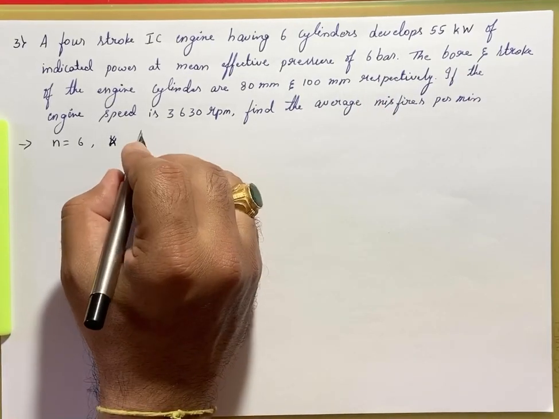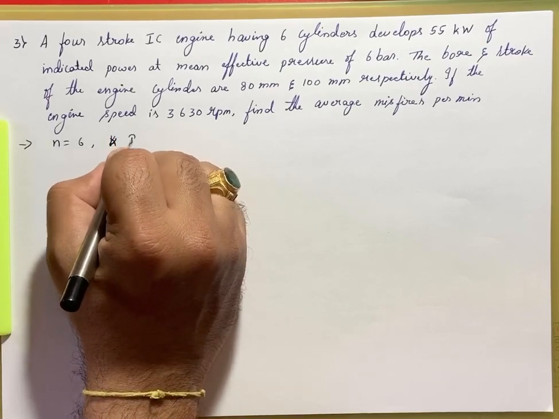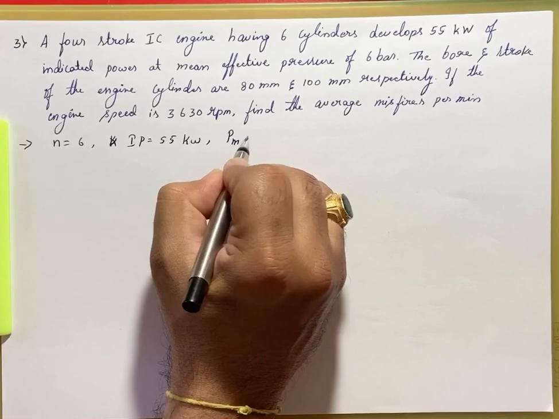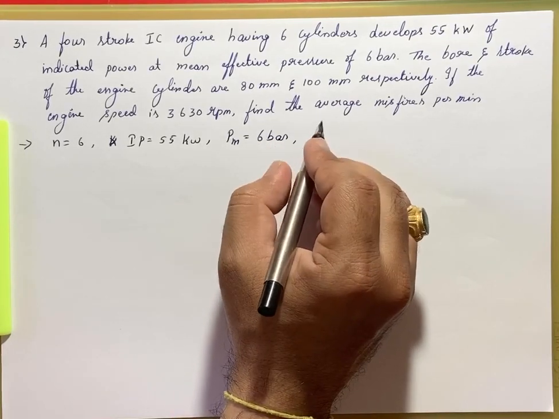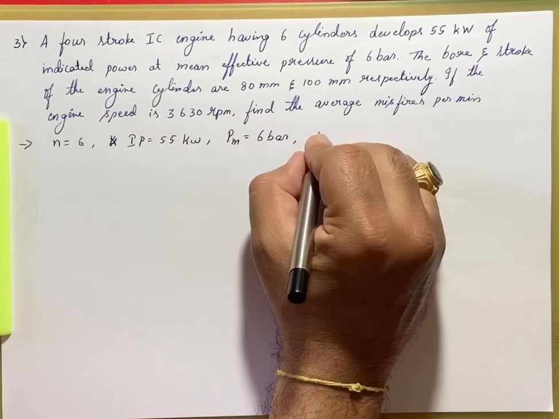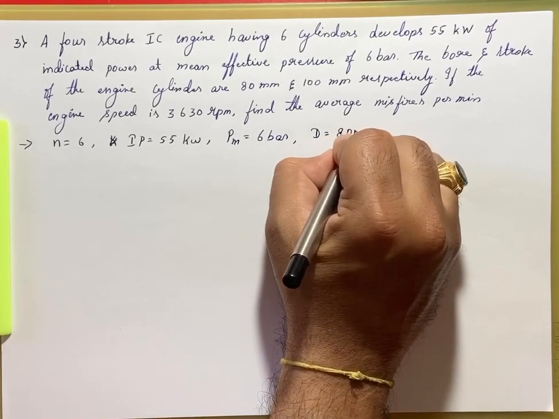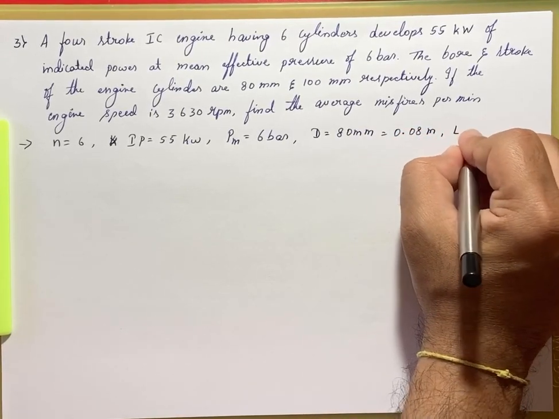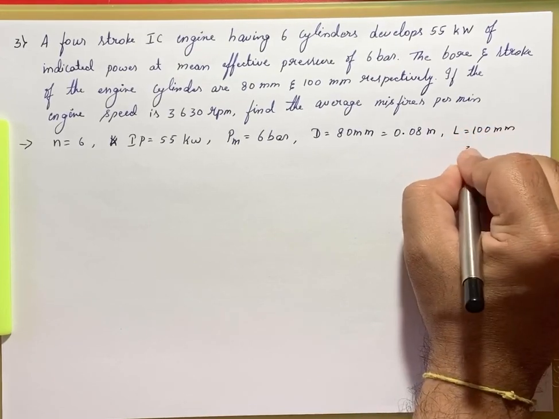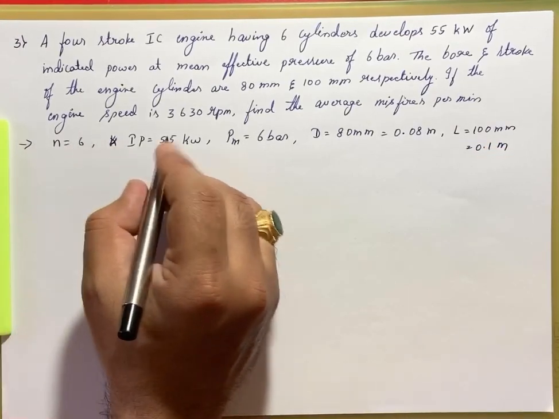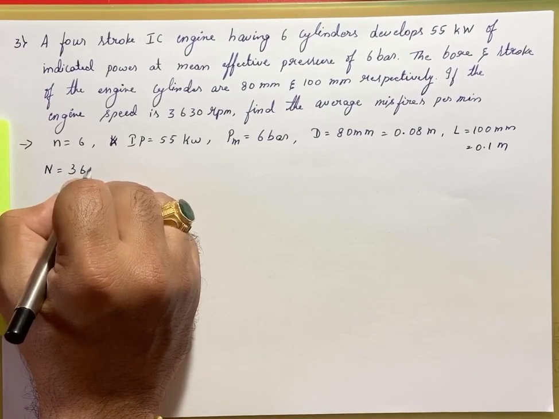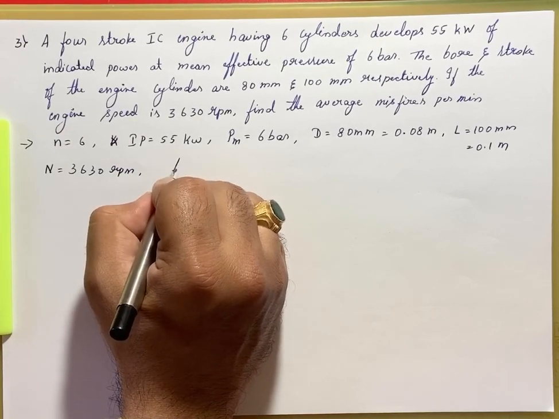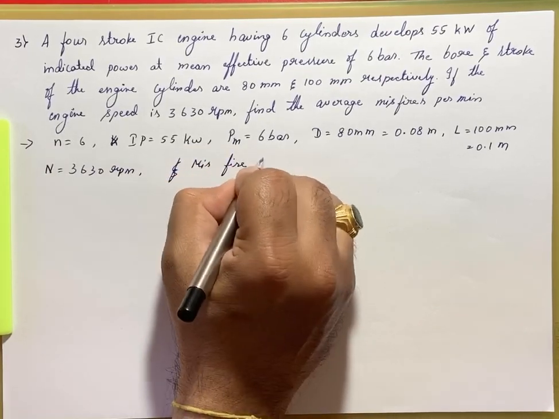What he has given? He has given the IP is 55 kilowatt. IP is equals to 55 kilowatt at mean effective pressure PM is 6 bar, and he has given bore and stroke of the engine is 80 mm and 100 mm. Bore is the diameter, D is equals to 80 mm, that is 0.08 meter, and length is 100 mm, that is 0.1 meter. Then if the engine speed N is equals to 3630 rpm, find the misfire. We need to find out the misfire per minute.